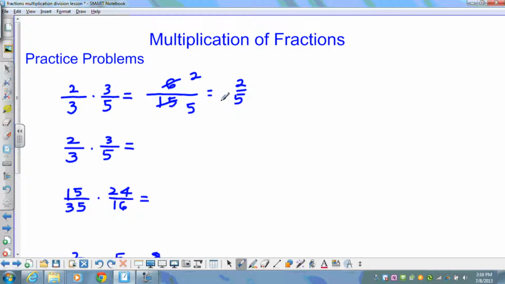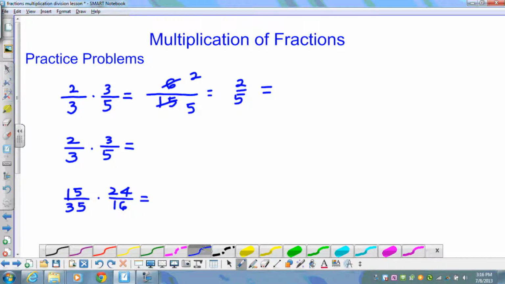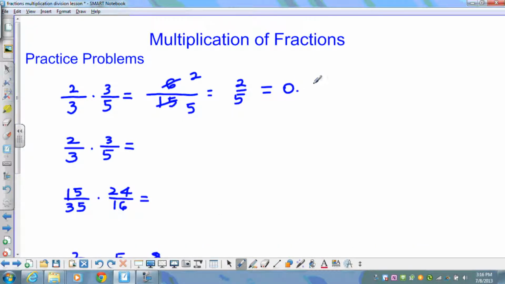Of course, you could also leave it in decimal form as 0.4. Or maybe a bit more accurately, I should write it 0.4 to be less confusing. Now, could we have done it a bit differently, perhaps saving some time without having to multiply things together?